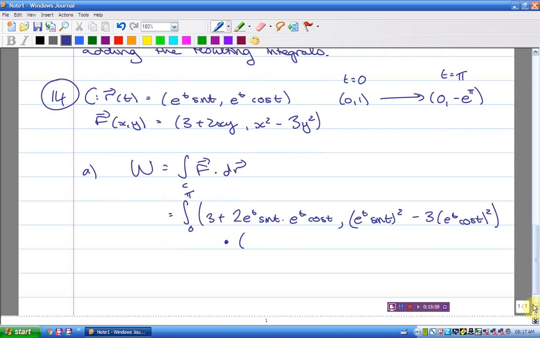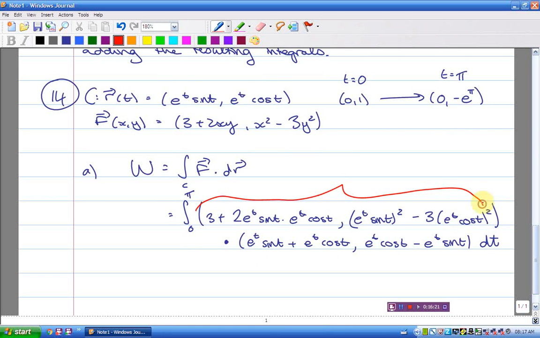Here we go. All right, R dash. What's R dash? Let's have a look. Each of my components is a product. I'm going to have to use product rule. Product rule says that it's e to the t sine t plus e to the t cos t. Then the other one is e to the t cos t minus e to the t sine t, and then it's dt. And just for somebody following along who's finding this complicated, that is F just rewritten with t's in it, and this thing over here is R dash.